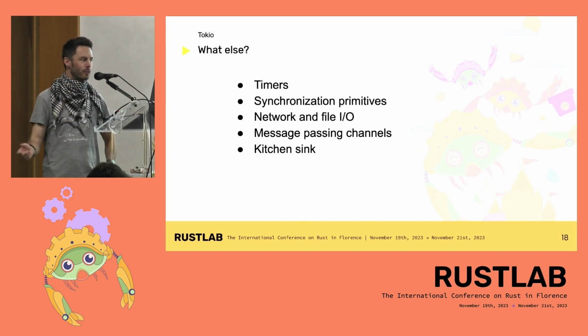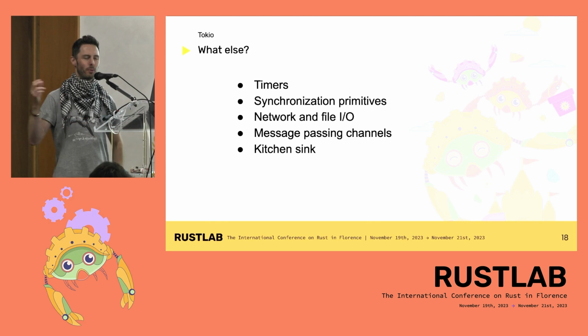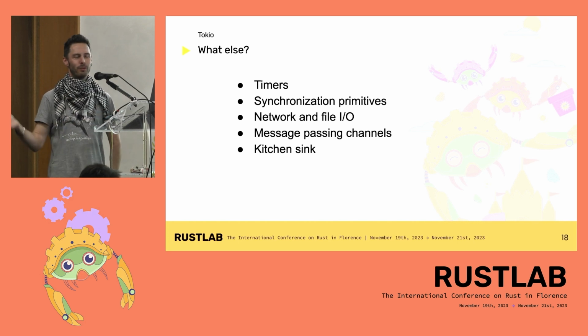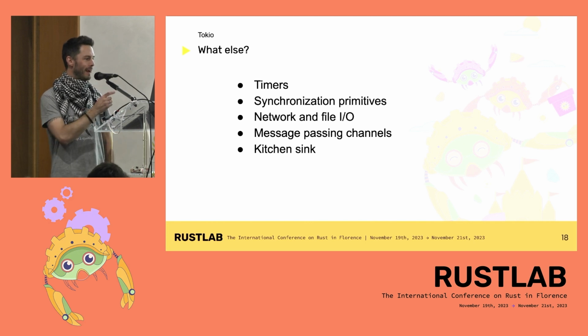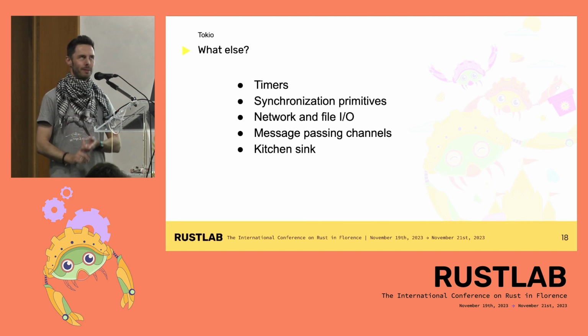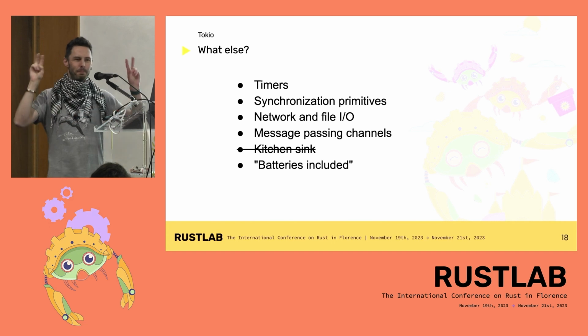What else does Tokio have? Tokio has timers, so for sleeping and so on, synchronization primitives, which are similar to the ones in the standard library, but async, so mutexes, read-write locks and so on and so forth. Networking and file I/O, which if you're doing network applications is really important. Message passing channels, so we saw that in Yuka's talk before, like multi-producer single consumer channels and broadcast channels and so on, which are all async. And aside from being integrated into Tokio, they also provide this cooperative scheduling, like co-op budget. So we've got the kitchen sink. Well, we'll call it batteries included.